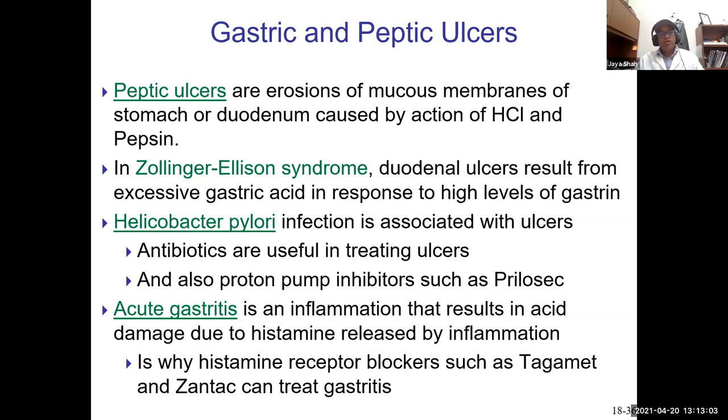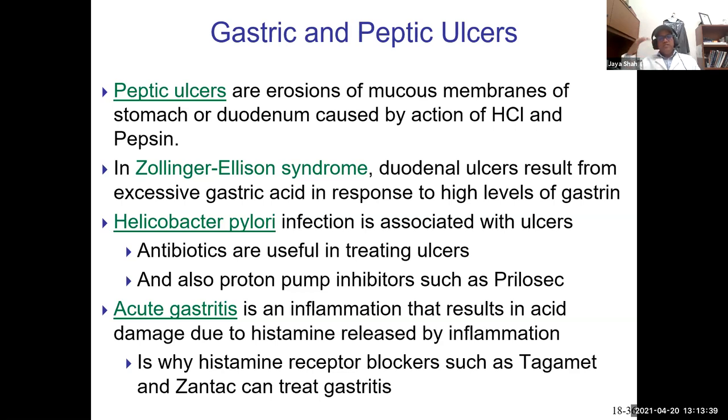Another most common cause of ulcer in the stomach is H. pylori. This is a gram-negative bacteria which causes infection, and that breaches the epithelium and causes the ulcer. This is treated with, that's why we call it triple therapy, we treat Helicobacter infection with antibiotics and a proton pump inhibitor like Prilosec.